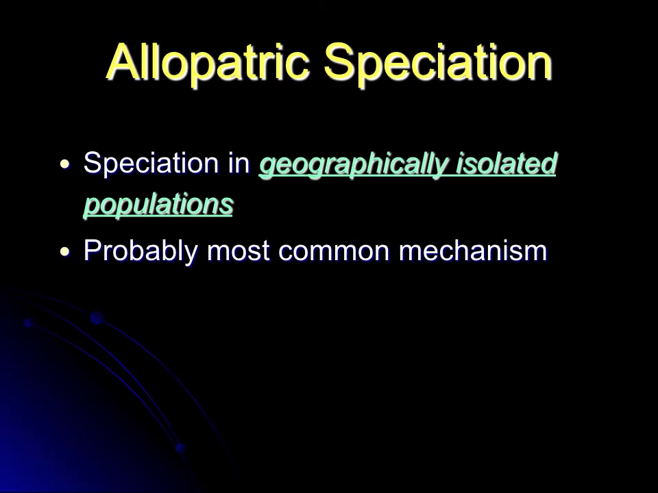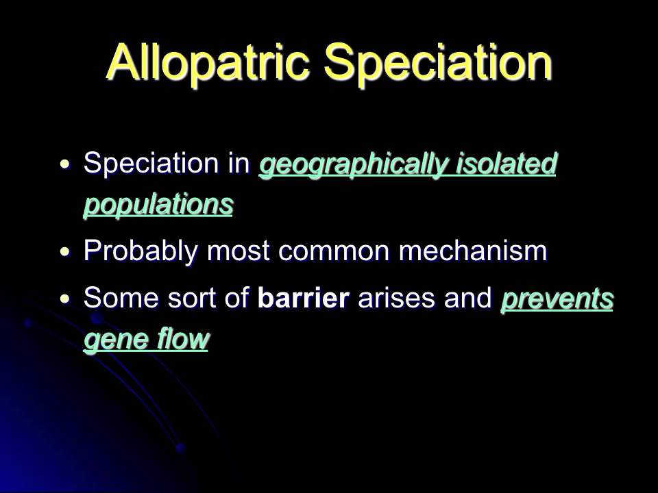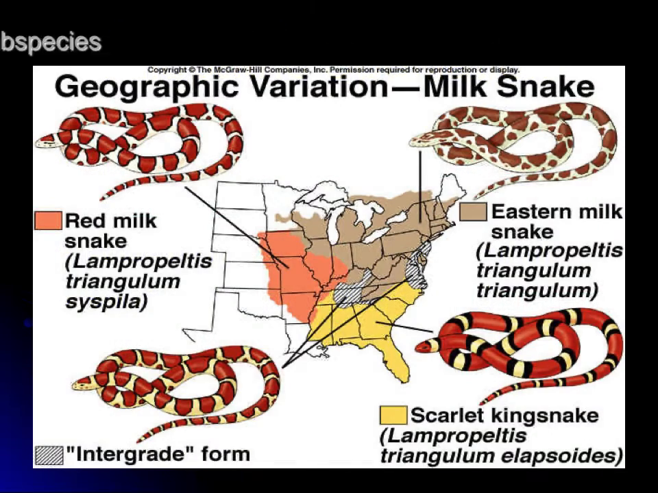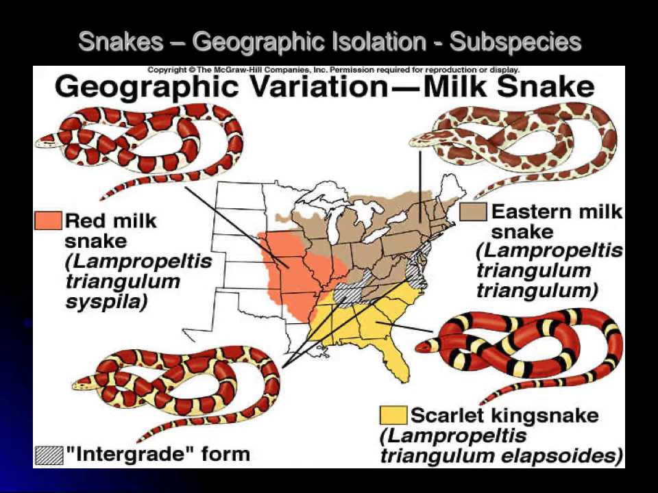So allopatric, geographically isolated, is probably the most common mechanism. Some sort of barrier arises and prevents gene flow. Here we have an example of a geographic isolation of subspecies. We have the milk snake. We see these different types of snakes, these different forms of their phenotype based on their locations. We see where they are and which type we're going to get based on that, and that's because there's some form of geographic isolation there.